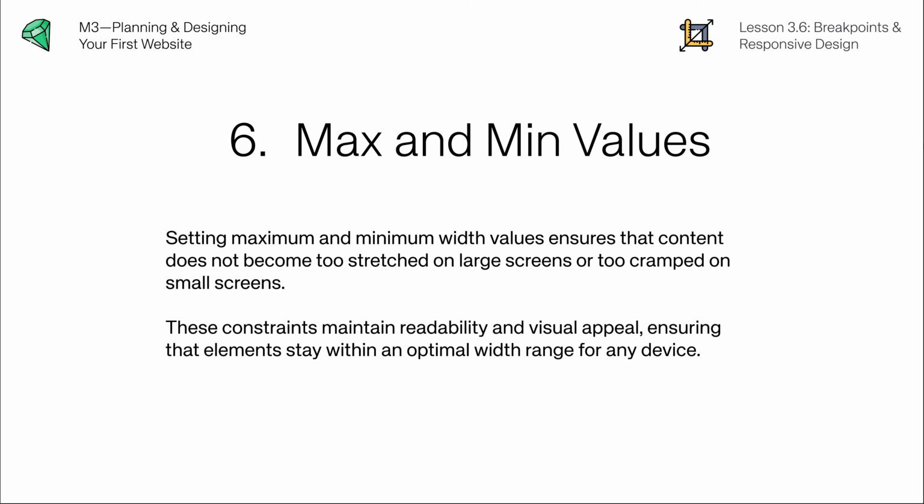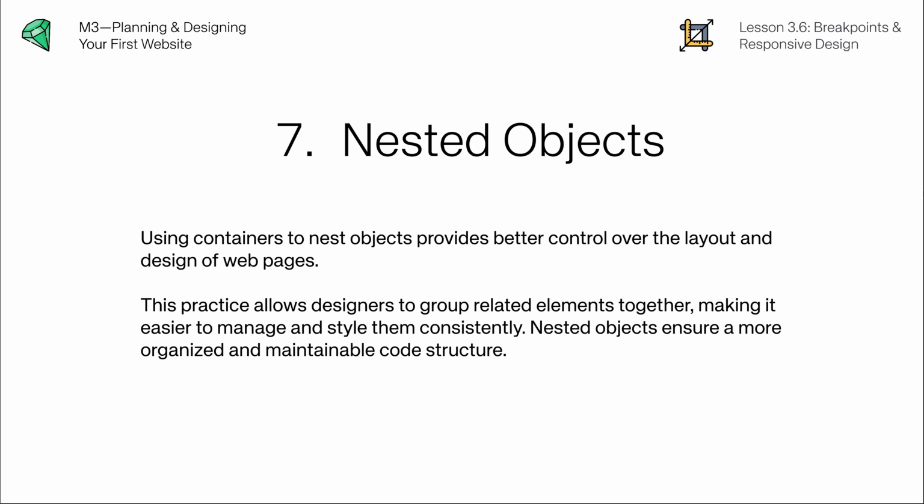Number 6, maximum and minimum values. Setting maximum and minimum width values ensures that the content does not become too stretched on large screens or too cramped on small screens. These constraints maintain readability and visual appeal, ensuring that the elements stay within an optimal width range for any device. Number 7, nested objects. Using containers to nest objects provides better control over the layout and design of web pages. This practice allows designers to group related elements together, making it easier to manage and style them consistently. Nested objects ensure a more organized and maintainable web structure.